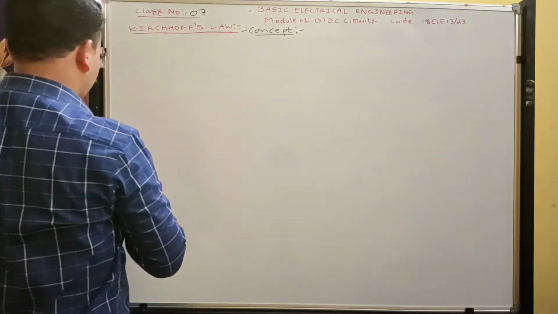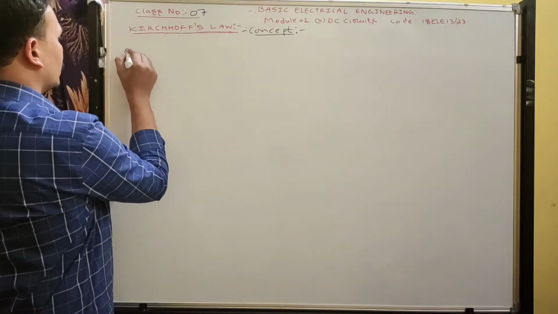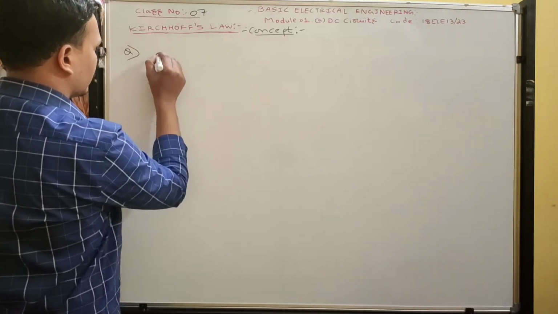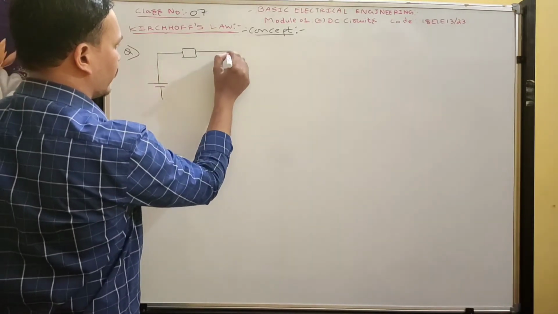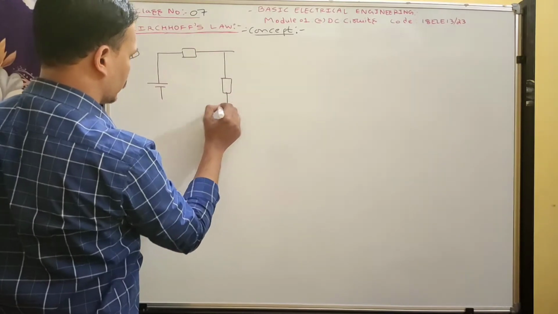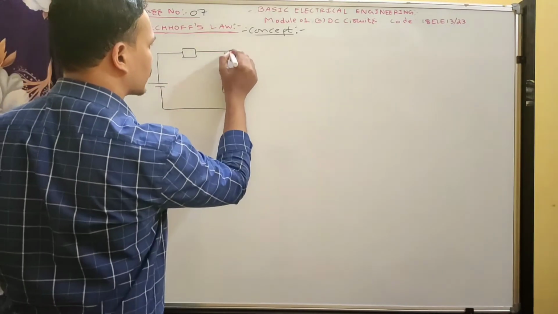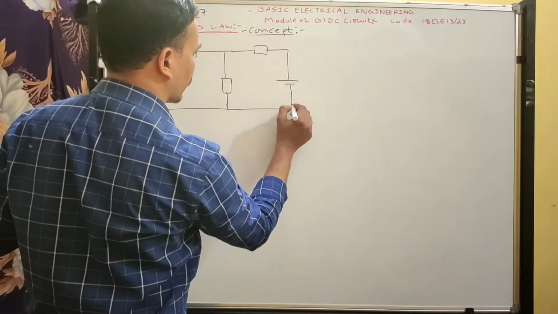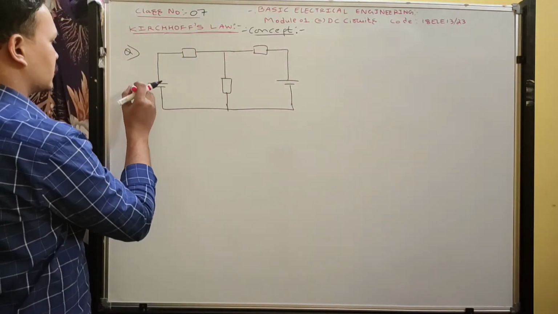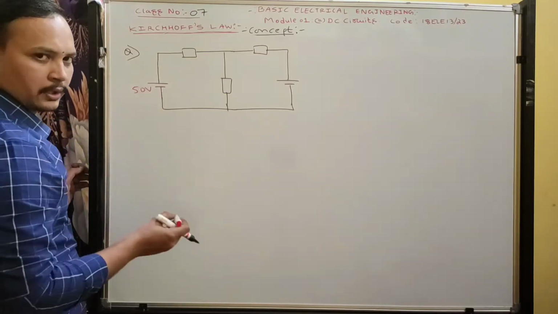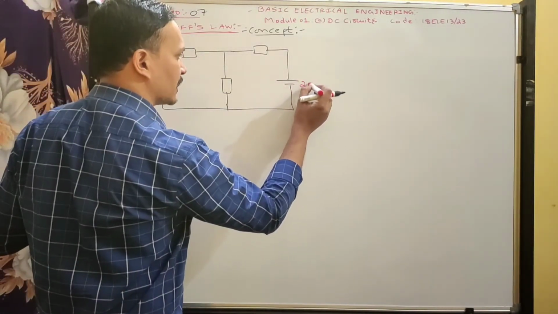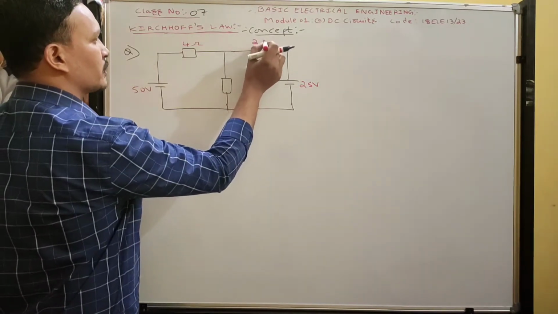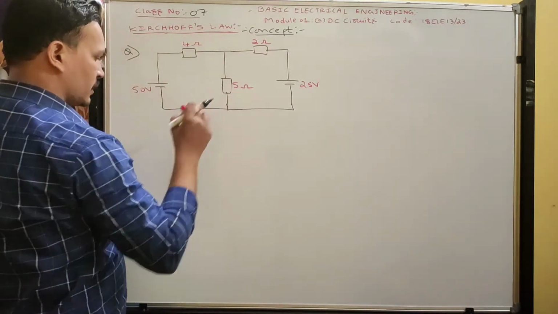Okay guys, we can take one example. Example question. Let's take one voltage source. I am drawing a two loop circuit, a two loop electrical network. Let's say this voltage is 50 volt and this one you can take as 25 volt. 4 ohm resistance, 2 ohm resistance and 5 ohm resistance.